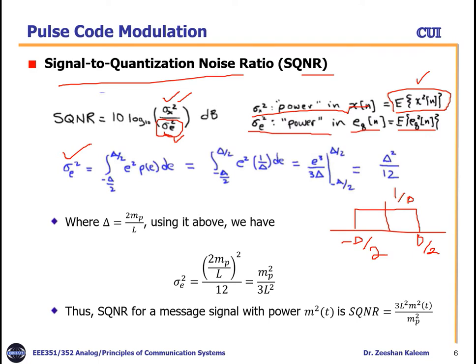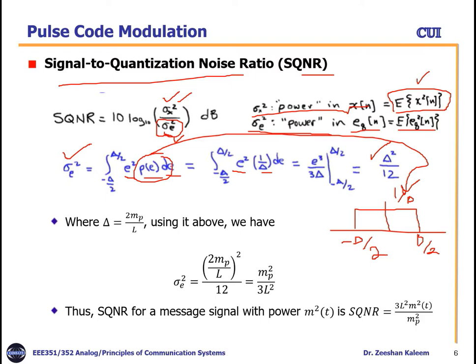So the PDF amplitude is 1 over delta. So let's write minus delta by 2 to delta by 2, E square is the error square, the probability of error into dE. So delta by 2, E square, right? And for the probability of error, by using this 1 over delta, so 1 over delta dE. After taking the integral, it becomes E cube over 3 delta, and putting delta by 2 and minus delta by 2, we will get delta square by 12. So this is the quantization error power, right?